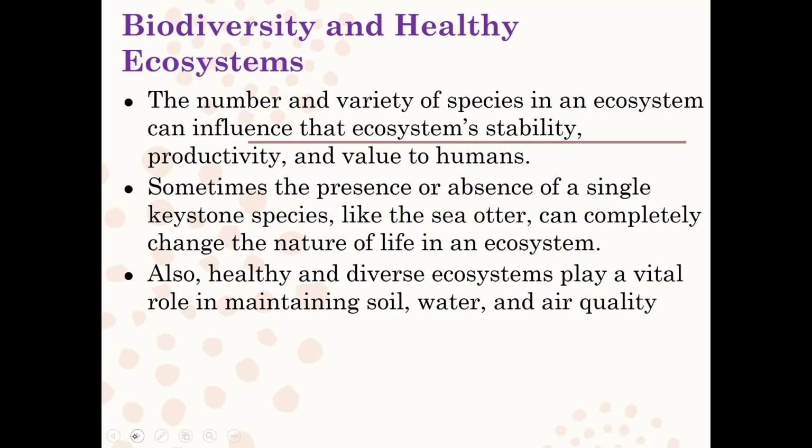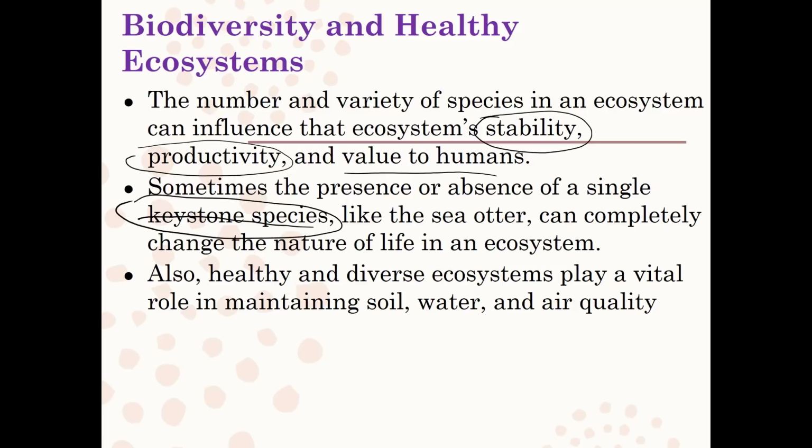Now, biodiversity and healthy ecosystems. So the number and the variety of species that we have in an ecosystem directly influences the ecosystem's stability, its productivity, how well it works, and its value to us. Okay, so when we talked about the keystone species and that otter and how it helps stabilize that ecosystem so that the sea urchins are not overpopulating and therefore causing the kelp to decrease, that's really important. That allows for the stability and the productivity. If we didn't have the biodiversity of those organisms, then the stability of that ecosystem would likely decrease.